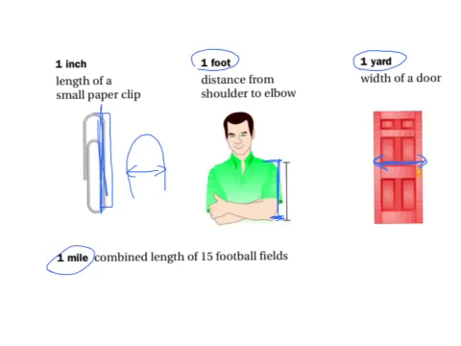How about a mile? How far is that? You know what a football field looks like, right? With all the lines on it. And then you got the goal posts at the end, right? Okay, if you take 15 of those, which I'm not going to draw right now, and you put them side to side, length to length, 15 of those is about a mile. It's pretty far.